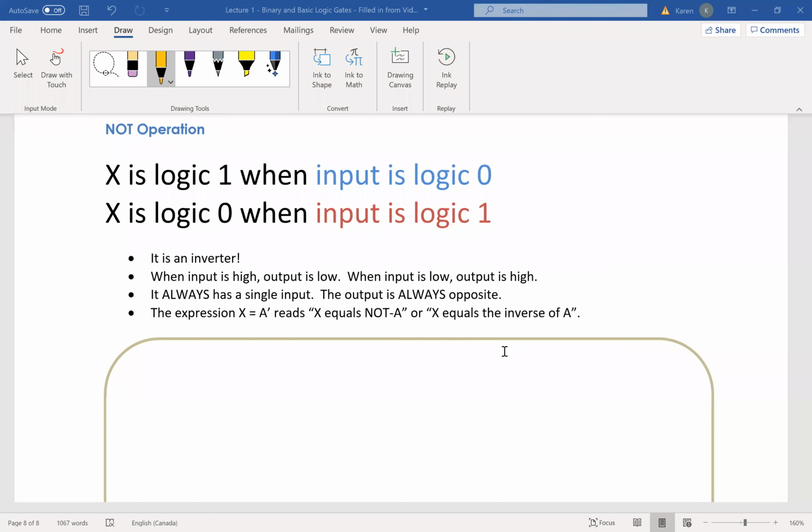Let's look at the NOT operation. The NOT is one of the three basic logic operations: AND, OR, and NOT. The NOT operation is, you could say, your simplest one. So a NOT is just an inverter.